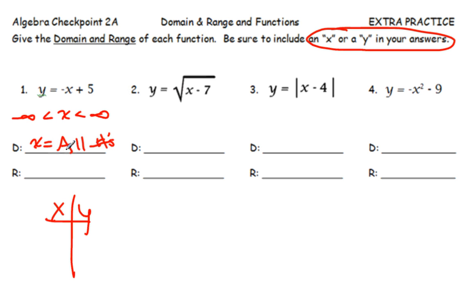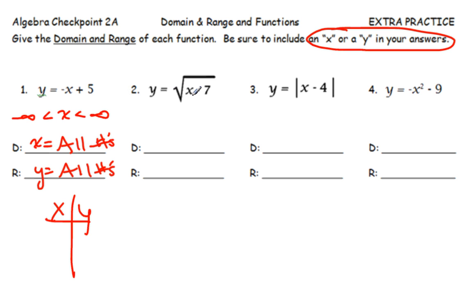And then range: once I plug in those values for x, any number, what do I get out as a result? That's my range. Well, in the XY table, you get all possible answers here, so same thing. So y equals all numbers. And again, I could do it in this format and put a y right there.